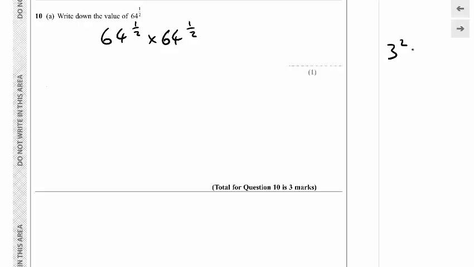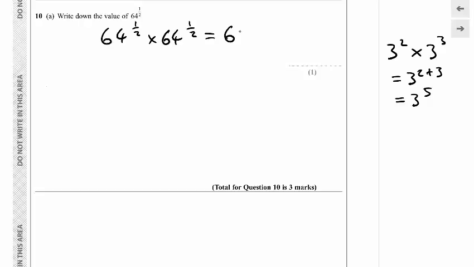Let's suppose we have 3 to the power of 2, and we multiply that by 3 to the power of 3. Well, then all we do, because we've got the same base going on, is we just add the powers together. So it just becomes 3 to the power of 2 plus 3, which is just 3 to the power of 5. Right? So same thing going on here. I've got the same base, and I'm just multiplying.